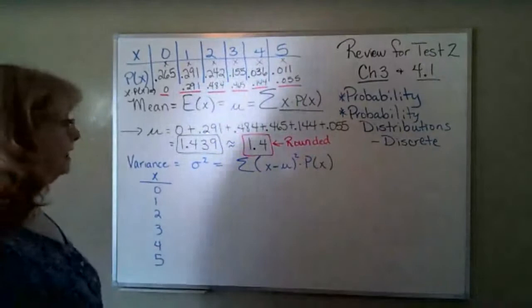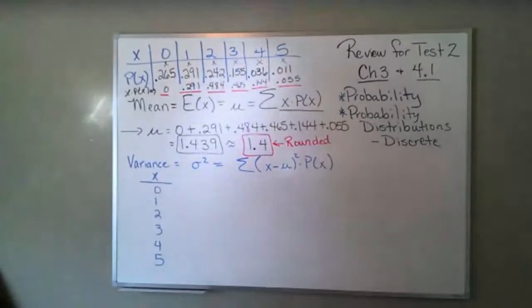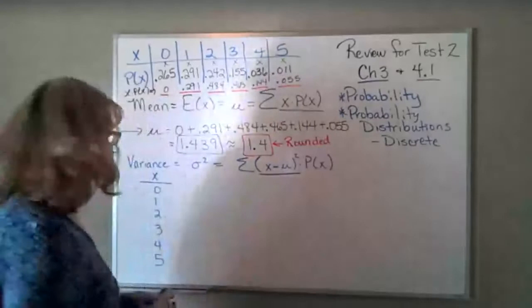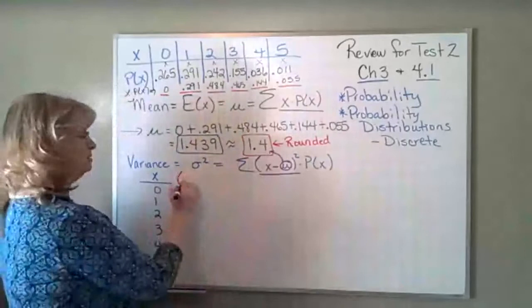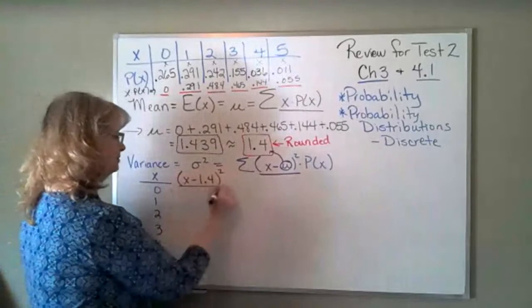What I'm going to do for each of those x's is find this part right here, the x minus mu squared. Now remember, I already know what mu is. I'm going to use 1.4, so my mu is 1.4. So I'm going to do x minus 1.4 squared, and I'm going to do that in this column.